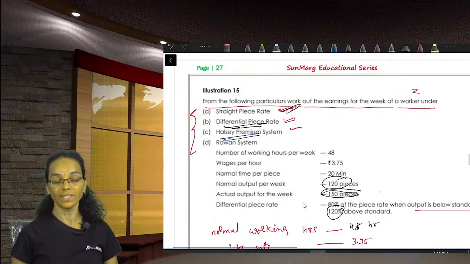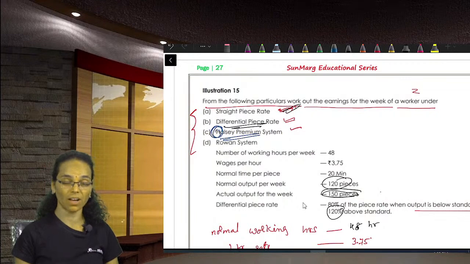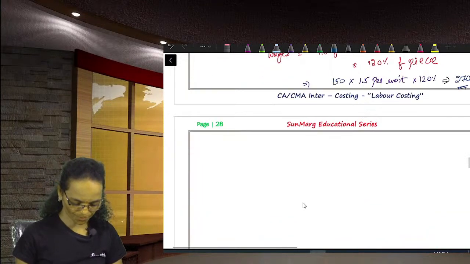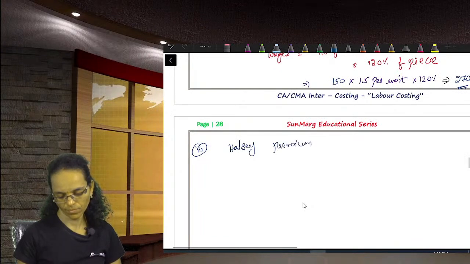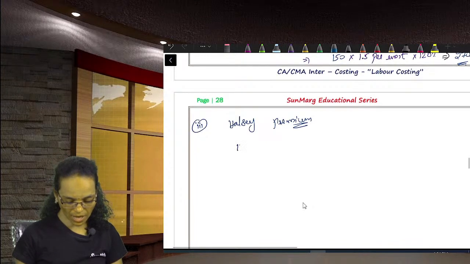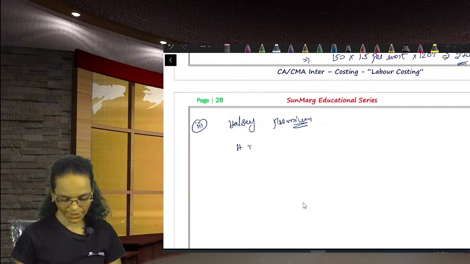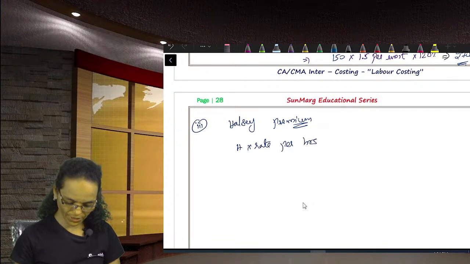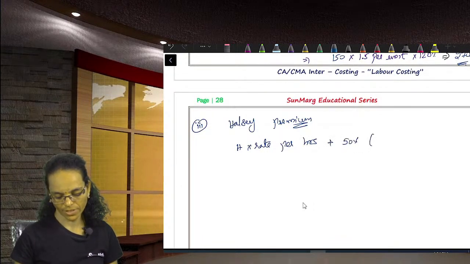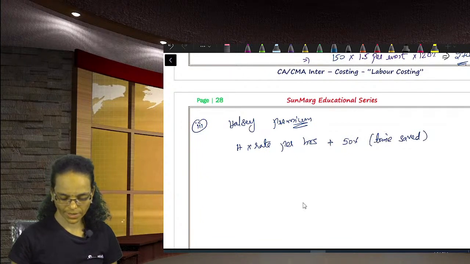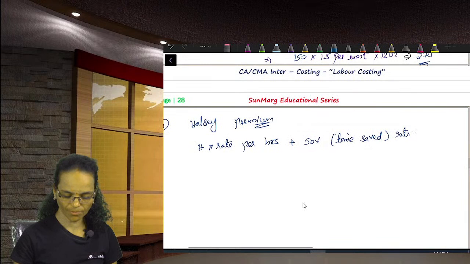Next one, Halsey premium. Yesterday we have seen Halsey premium of 50%. What is the formula? The number of hours worked into rate per hour plus 50% of time saved into rate per hour.